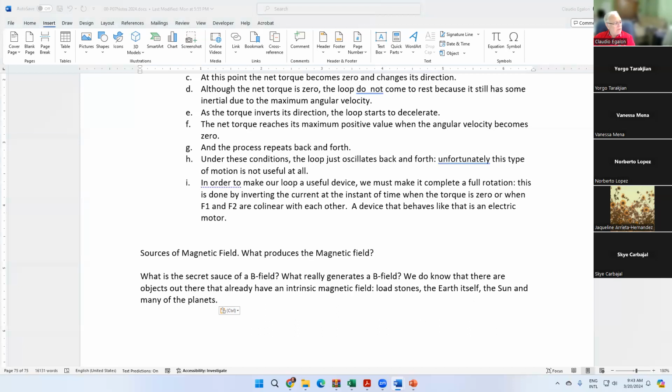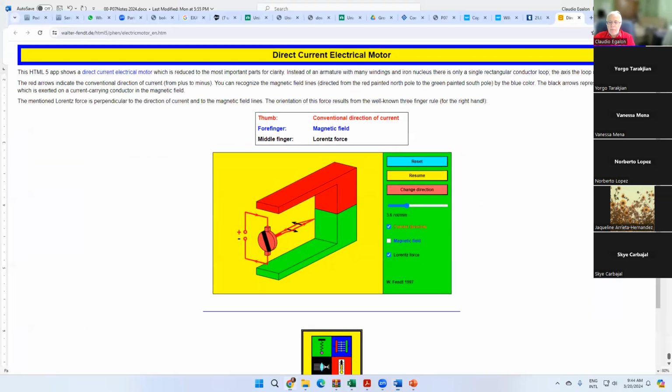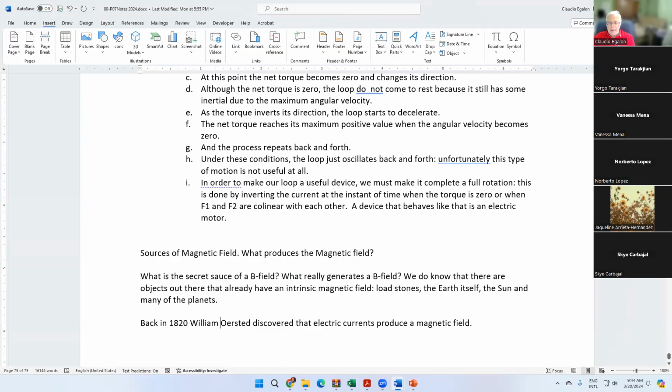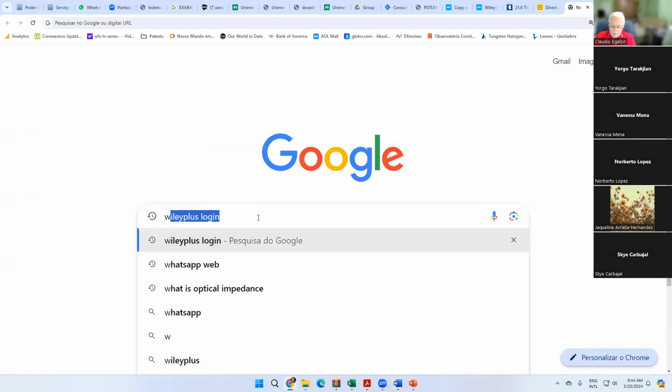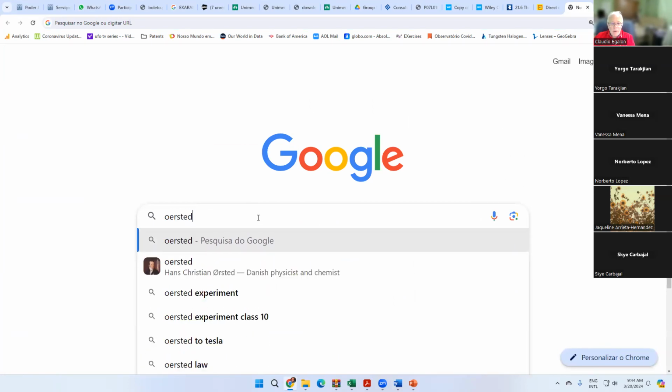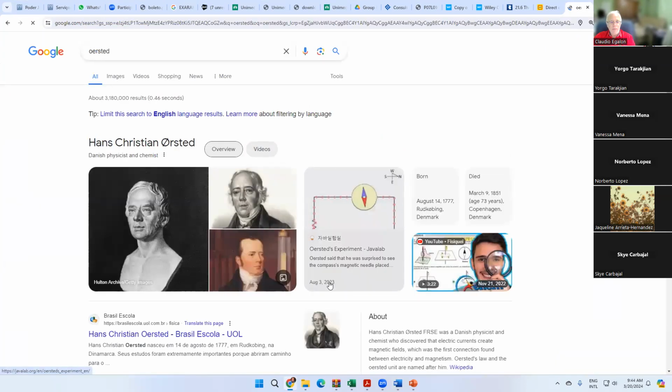That's something that was discovered back in the 1820s. There was this guy called Ørsted, William Ørsted. Let's take a look at him. He discovered that electric currents produce a magnetic field. Let's take a look at Ørsted. No, it's not William, it's Hans Christian Ørsted. Actually, Hans in English is William, right?